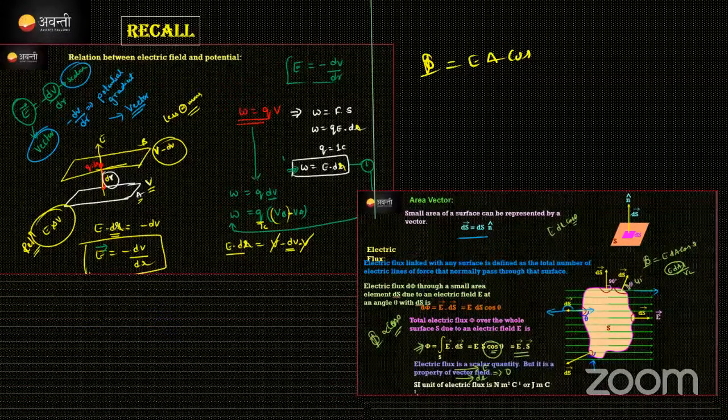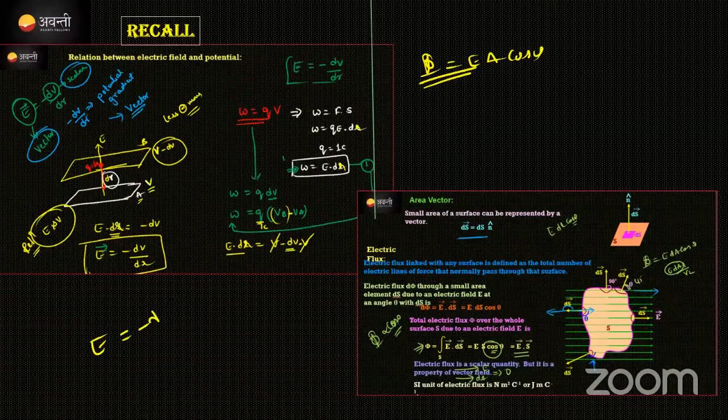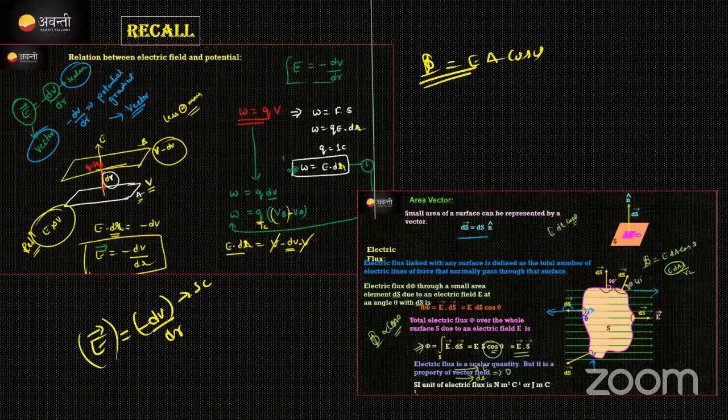E is an electric field, it's a vector quantity. dV is a scalar quantity, but this dV by dr, the total dV by dr, we call this a potential gradient, right? This potential gradient is a vector quantity. It's a vector quantity, don't forget.